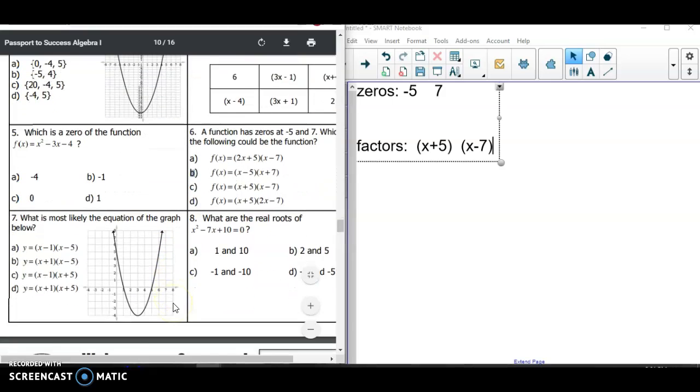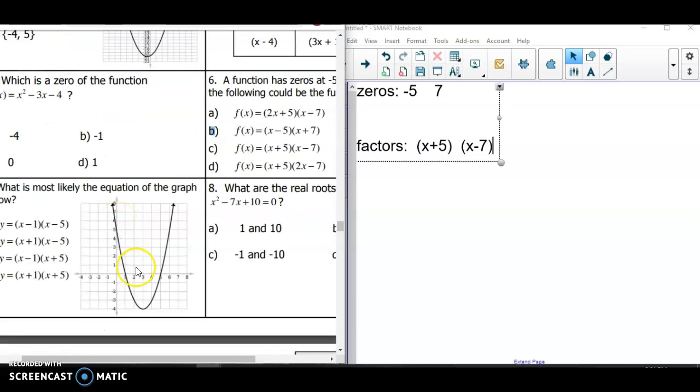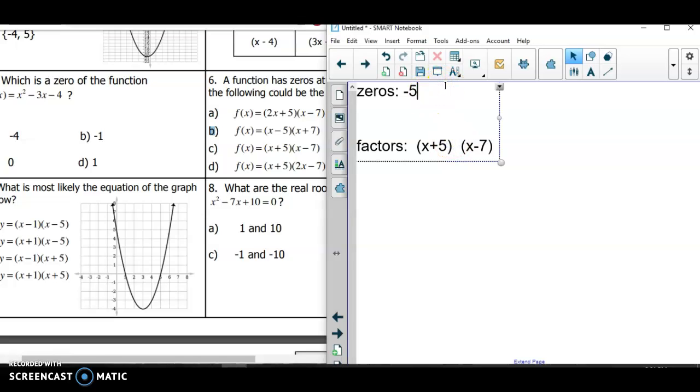Number 7, which is most likely the equation of the graph? There are two ways you can do this. You can type these in and match the picture, or you can just use the math knowledge that I taught you and know that my zeros are at 1 and 5. If my zeros are at 1 and 5, I just take the opposite. The opposite of +1 is -1. The opposite of +5 is -5. There are my factors.